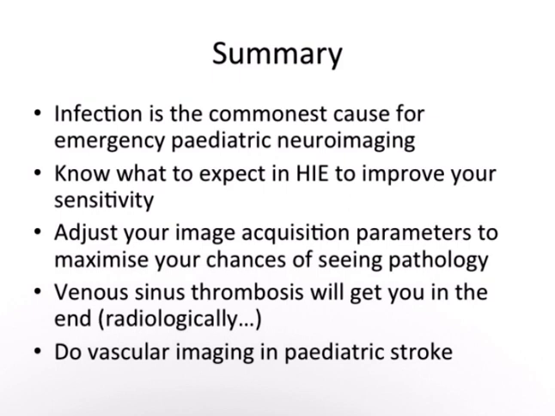I would encourage you in under ones to increase the TE on your T2 if you don't do already. I really find that helps. The other thing in under ones is maybe you might want to reduce the B value on your diffusion weighted imaging as well, which helps reduce some of the T2 shine through from the brain being so wet. So we tend to use a B value of about 700 in the first 6 months of life.